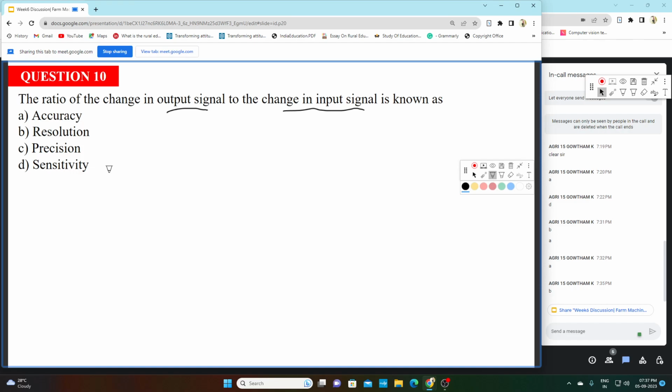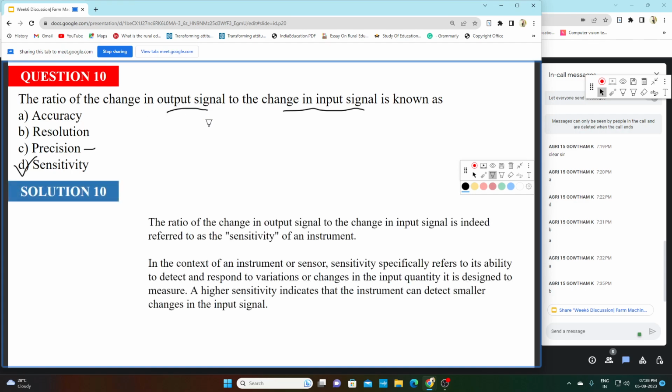Ratio of output signal to the input signal. Gautam is telling C. Okay, any other guesses? Okay, so option C is not the correct answer, option D is the correct answer. Sensitivity is the change in output signal to the change in input signal. That is known as sensitivity.